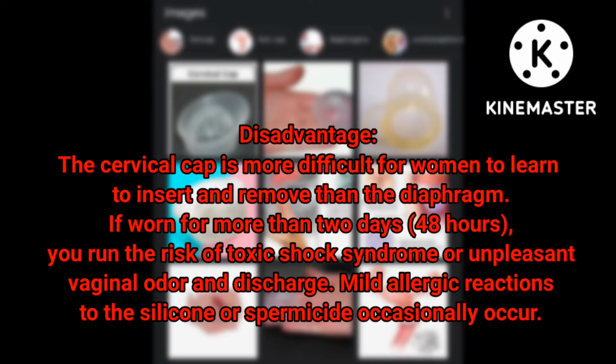Disadvantage: the cervical cap is more difficult for women to learn to insert and remove than the diaphragm. If worn for more than 2 days or 48 hours, you run the risk of toxic shock syndrome or unpleasant vaginal odor and discharge. Mild allergic reaction to the silicone or spermicide occasionally occurs.